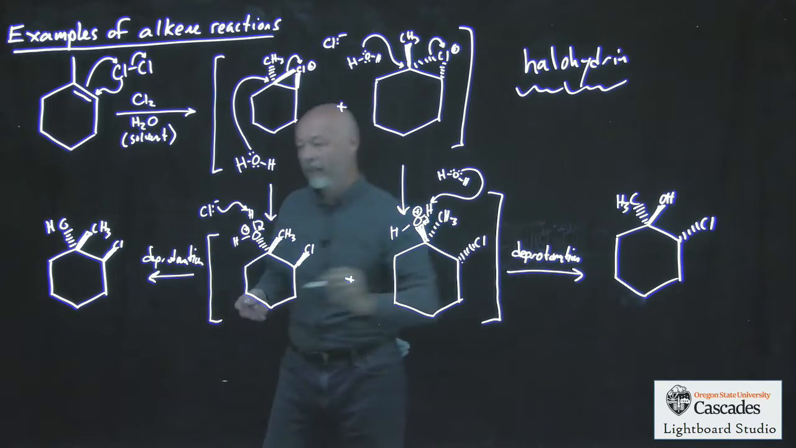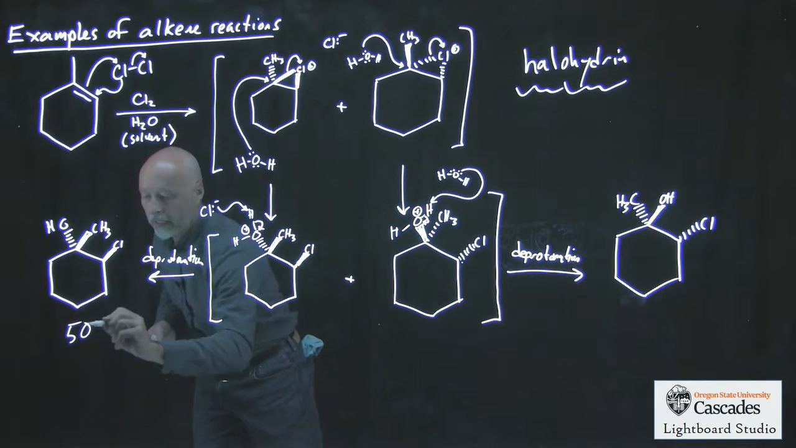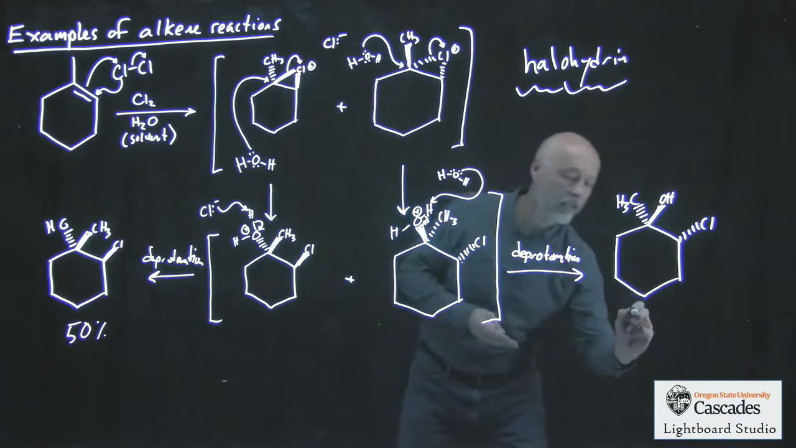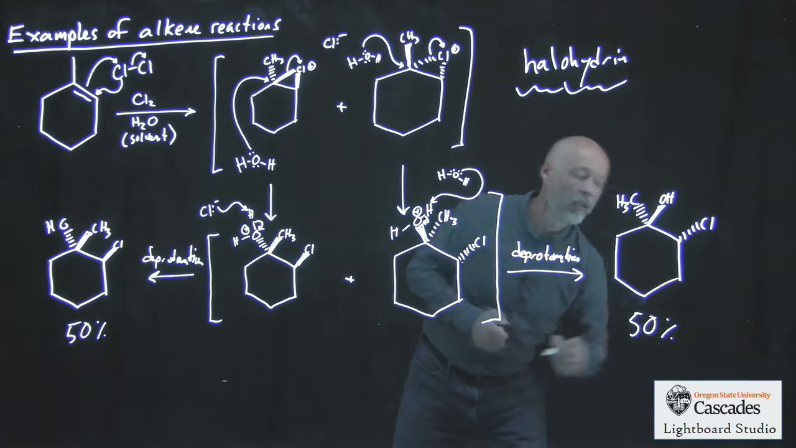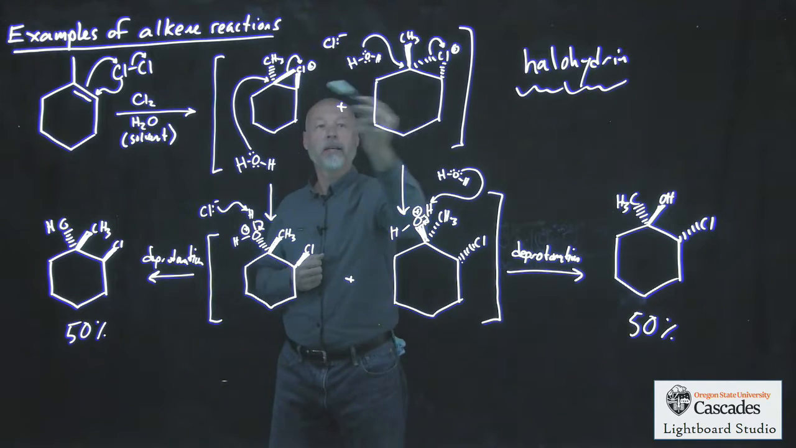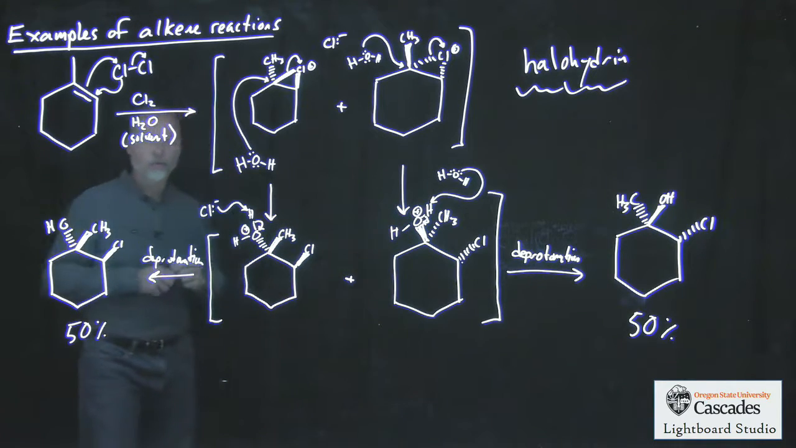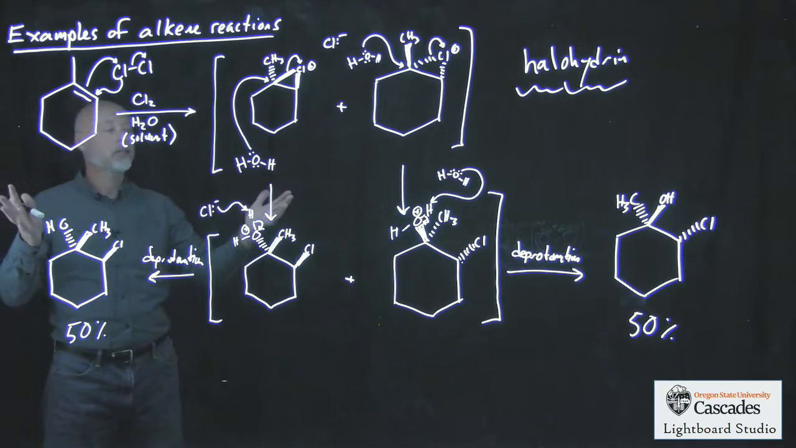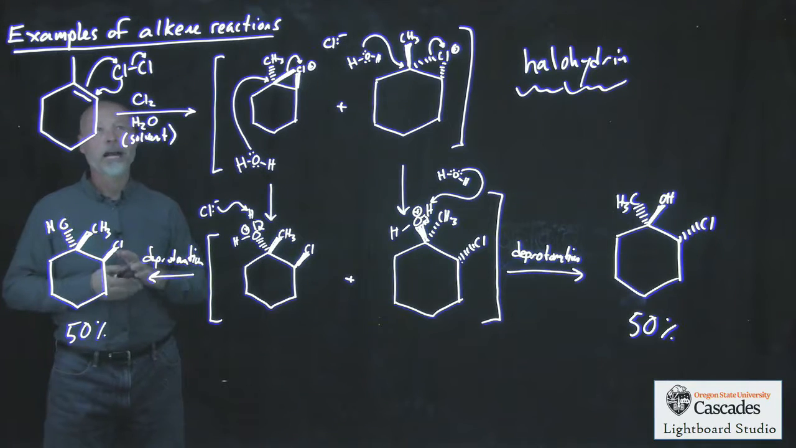And then finally, we should recognize that we get these products in a 50-50% ratio because there's equal opportunity for that chlorine to form the intermediate in this reaction. So what we have here is your halohydrin reaction example for the reaction with the alkenes.